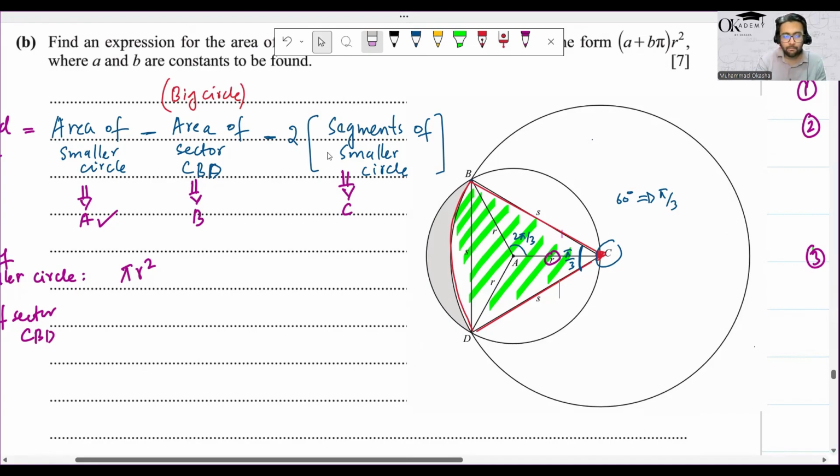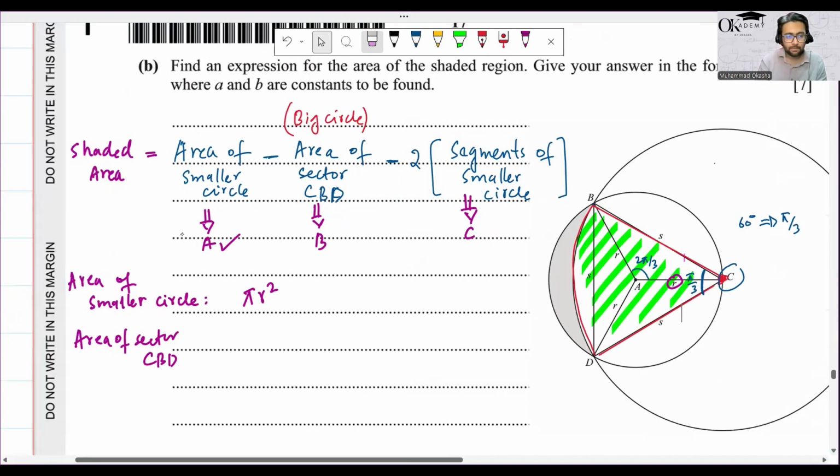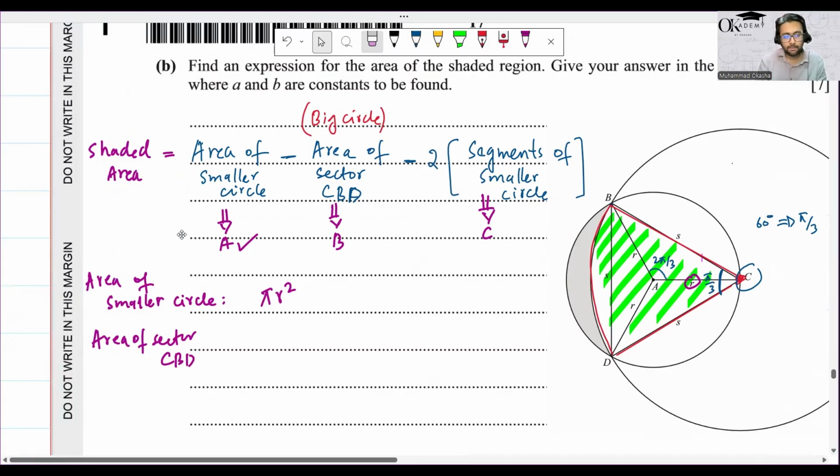So let's work out the area of the bigger sector. Area of a sector is going to be half. Now, do not put r over here because I'm talking about the bigger circle. Instead of r, I'm going to put an s over here.